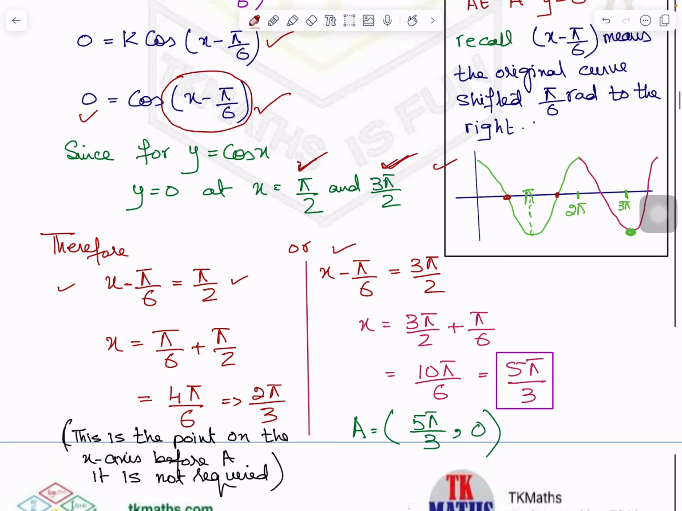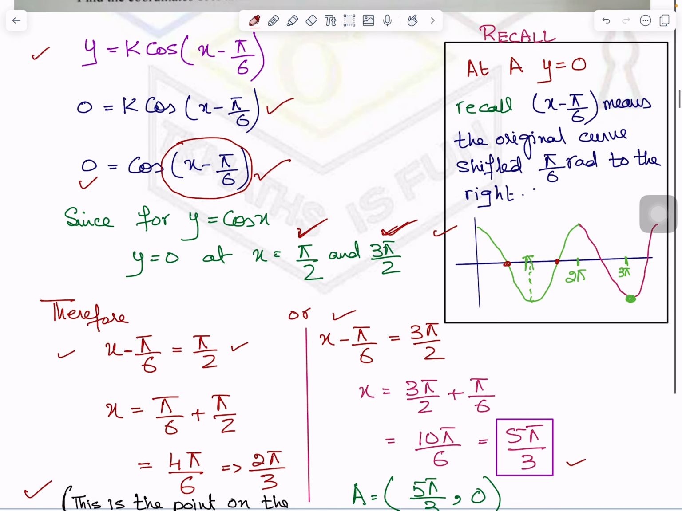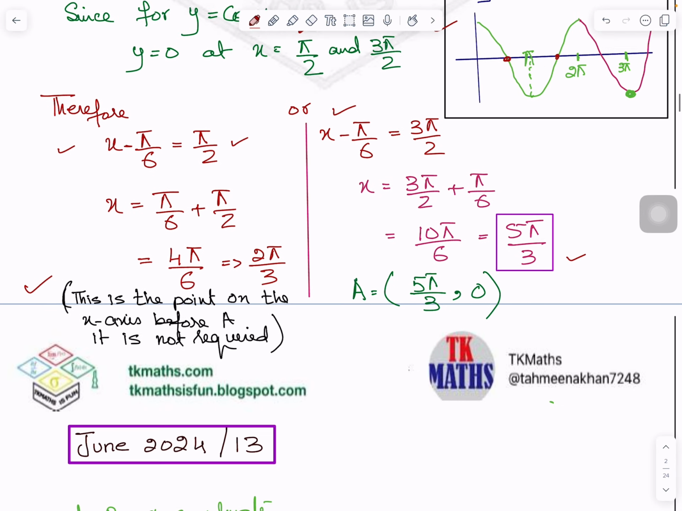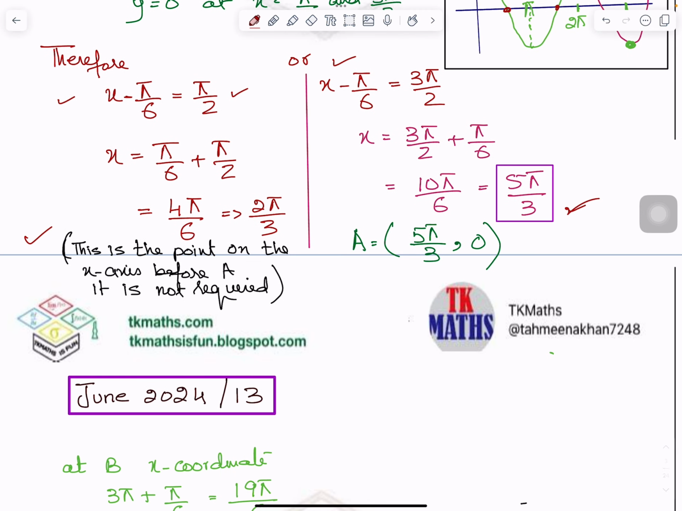Now why did I not consider this answer, and why am I considering this answer? Because of the graph given to us. The first point where it is intercepting the x-axis is not what we are required to find. So that's why I'm rejecting that answer and only considering this answer.